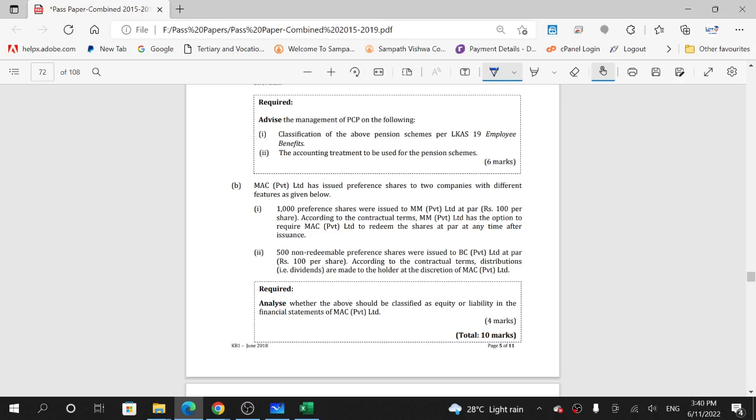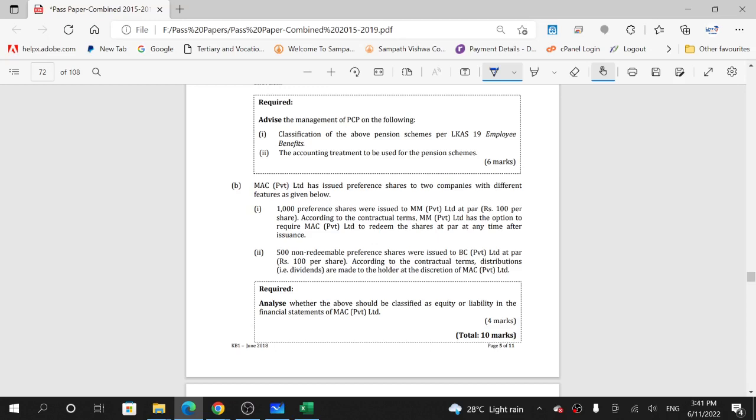When you look at the first one, you can see 1,000 preference shares they have issued. And as per this contract, Private Limited has the option to require Mac Private Limited to redeem the shares at any time. Now, Mac Private Limited has given the option to Private Limited to request at any time, so they should be ready to pay it back. They should be ready to redeem these preference shares back to the Private Limited, which means it creates a financial liability because they have a contractual obligation.